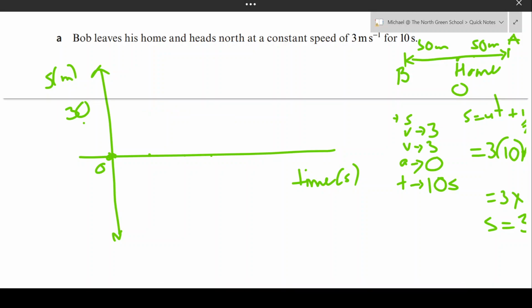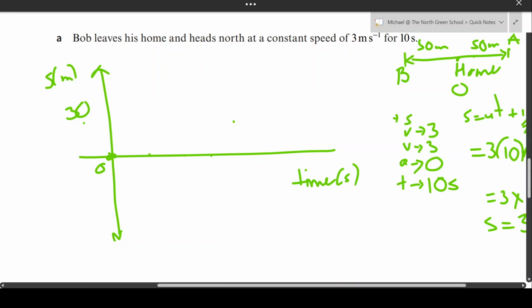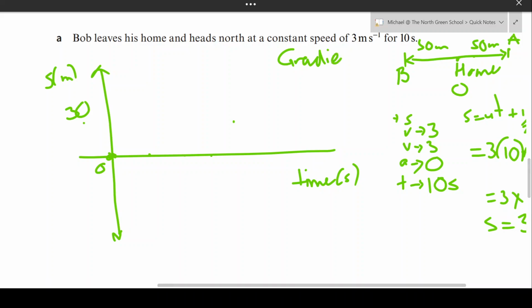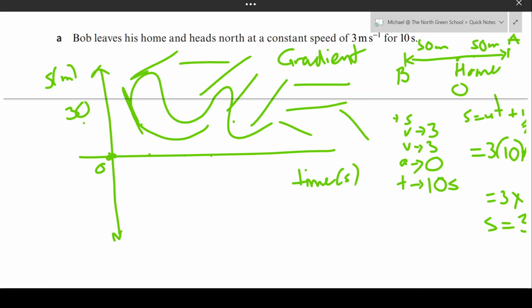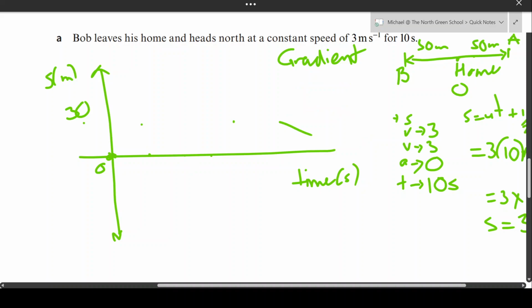Now we said before that speed on this graph is shown by the slope or the gradient. So if we have a constant speed, what must we have? We must actually have a straight line. That's what has constant gradient. The gradient is not changing. If you want a changing gradient, you need some sort of curvy thing. That's where you have to draw a tangent to see the gradient. But if you want a constant gradient, it's got to be a straight line. So that tells us our graph is going to have a part that's a straight line.